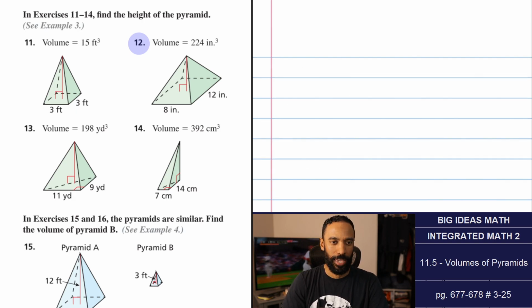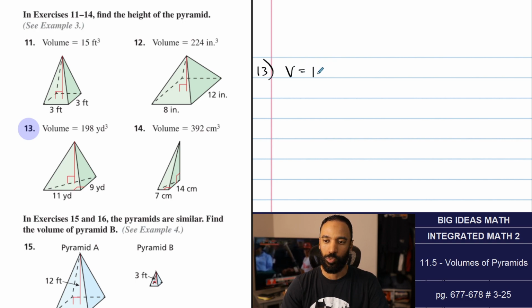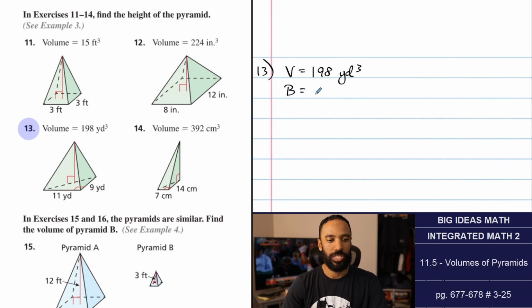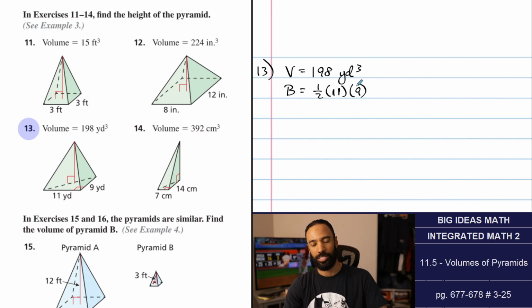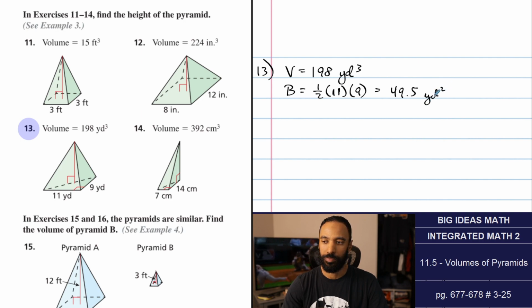Okay. Number 13. Triangular pyramid. In this triangular pyramid, that height is unknown. We have the volume as 198 cubic yards. The area of the base, this is a triangle this time. It's a right triangle, though. So we get to do 1/2 base times height of the base. The base 11, height perpendicular to that is 9. Now, this is not an integer. Half of 99, well, 99 over 2, but it's also, I believe, 49.5 square yards.